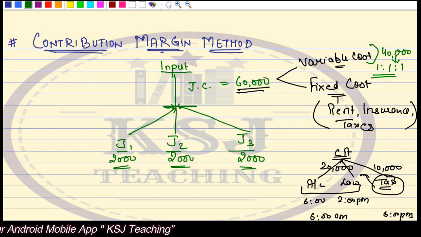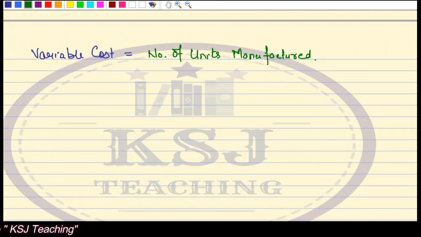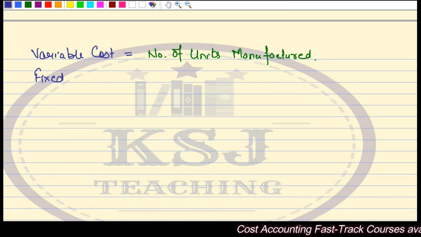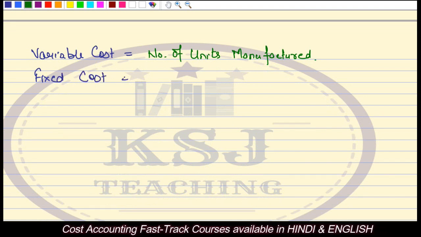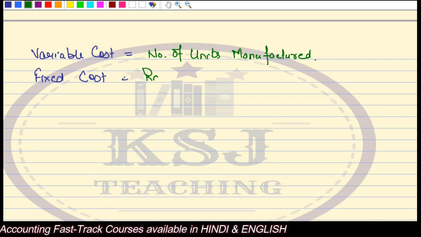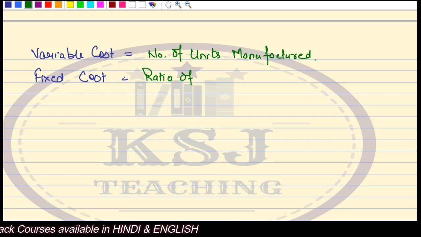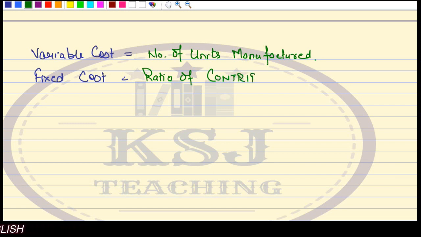Clear? So what about the fixed cost, sir? This is about the variable cost. What about the fixed cost? In which ratio we are going to distribute this fixed cost? Fixed cost will be distributed in the ratio of contribution margin. Contribution margin.